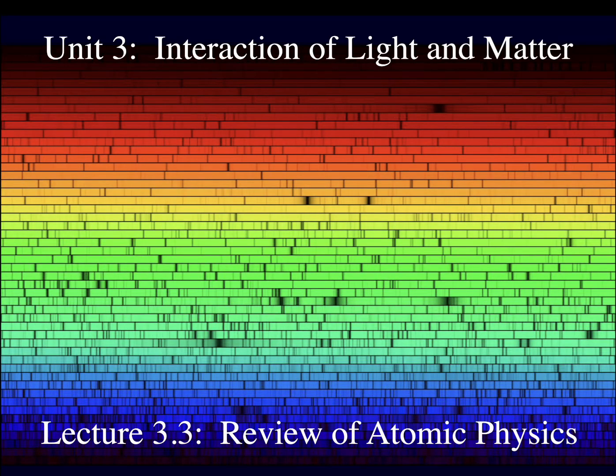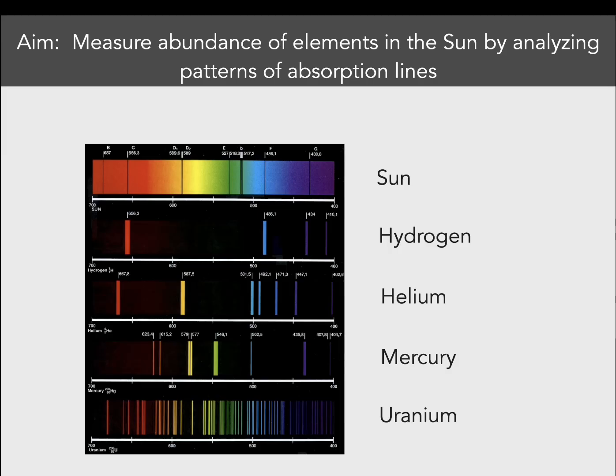Lecture 3.3 Review of Atomic Physics. Our aim is to measure the abundance of elements in the sun by analyzing patterns of absorption lines.